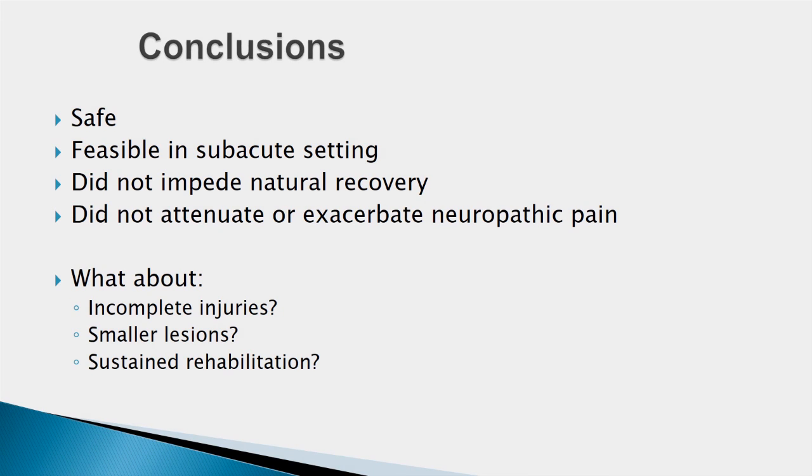So some questions that remain: what about incomplete injuries? What about smaller lesions? What about larger doses? And what about sustained rehabilitation? These are all questions that we have incorporated into our other Phase I clinical trial that is currently ongoing, which is transplanting Schwann cells into individuals with chronic spinal cord injury. And we're not going to discuss that in this presentation.